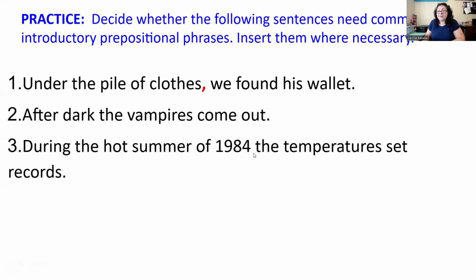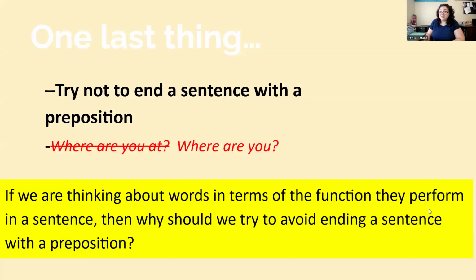And I'm going to double check if I have 5 words. 1, 2, 3, 4, 5, 6. I have more than enough words. I'm going to add my comma. There we go. And that right there was prepositions. But one last thing, okay? Try not to end a sentence with a preposition.